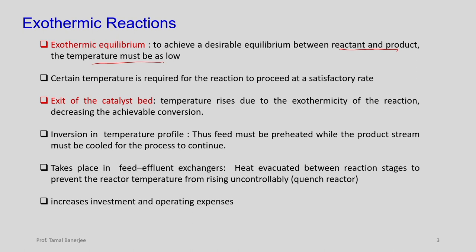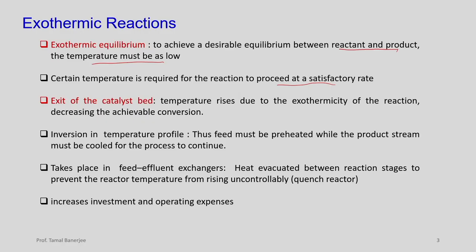But then the temperature should be low, because once the exothermic reaction starts, the temperature keeps on rising, so the conversion will become lower and lower. Still, a certain temperature is required for the reaction to proceed at a satisfactory rate. So the temperature should be an outcome. Our idea in this lecture is, can we move away from the thermodynamic extent of reaction, the thermodynamic conversion limits? That is what we will see.